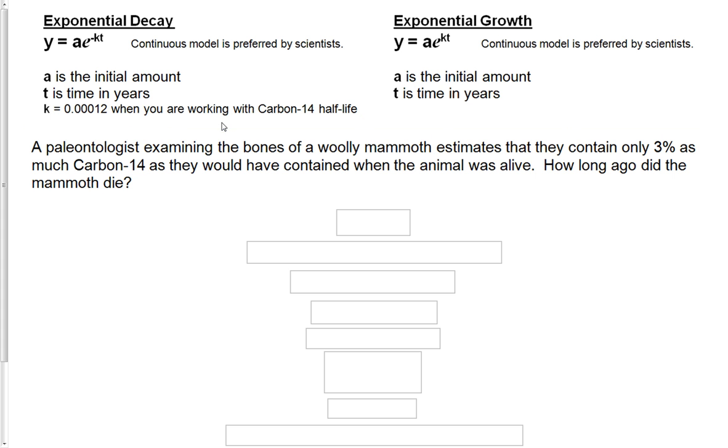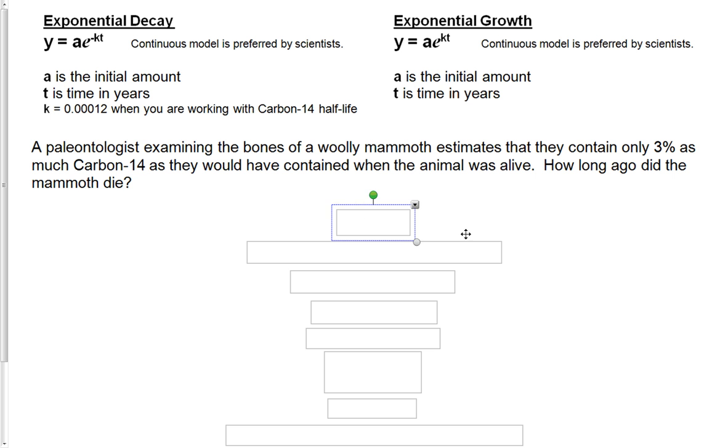A paleontologist is examining the bones of a woolly mammoth. He estimates that they contain only 3% as much carbon-14 as they would have contained when the animal was alive. How long ago did the mammoth die? What they're doing here is they measure how much carbon-14 isotope is left in an animal, and depending on how much is left, they can calculate how long ago the animal died, because when it was alive there was more.